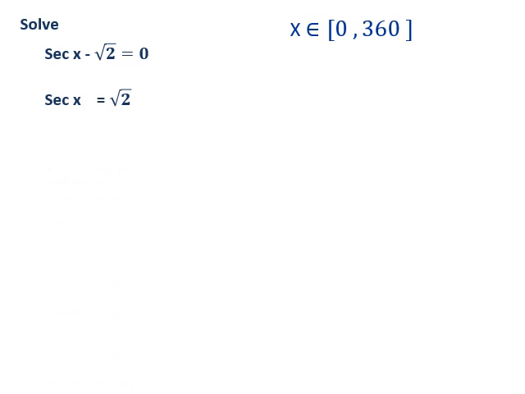Solve the equation sec x minus root 2 equals 0, where x belongs to the closed interval from 0 to 360. First, find the value of sec, it will be root 2, and of course the cosine will be the reciprocal of root 2, which is 1 over root 2. Then cosine is a positive value, right? Cosine is positive in the first and fourth quadrants.